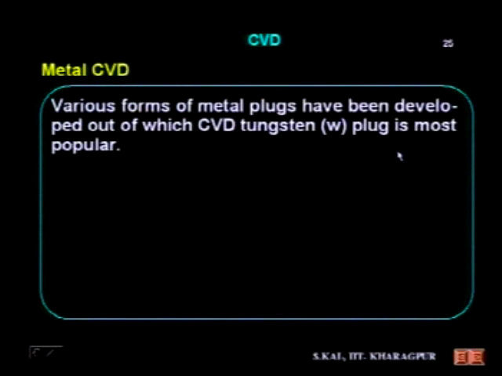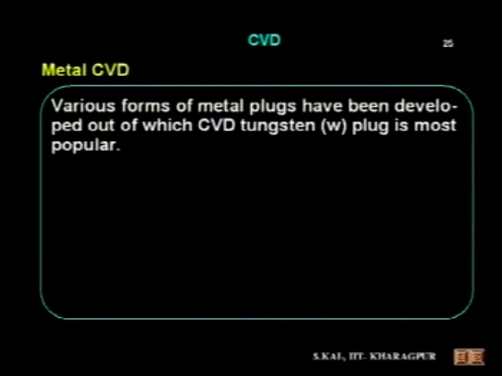Now, in metal CVD there are various forms. Various forms of metal plugs have been developed, out of which the CVD tungsten plug is the most popular. That was the first development, CVD tungsten. After CVD tungsten, a lot of metal plugs have come up now. For example, aluminium plug and copper plug; people are doing research on that and they are successful nowadays. But the CVD tungsten plug was the first and most popular metal plug, metal CVD.